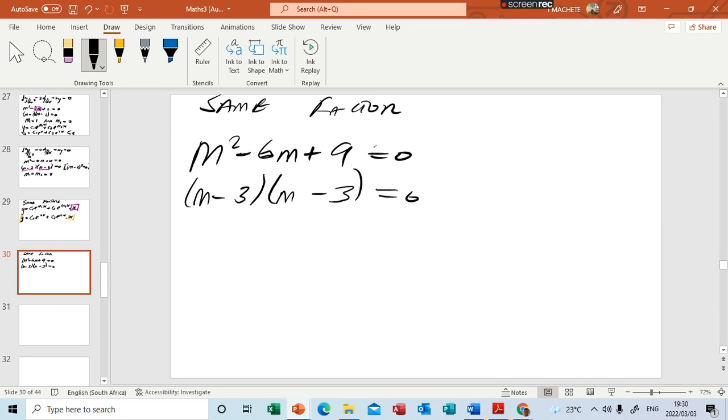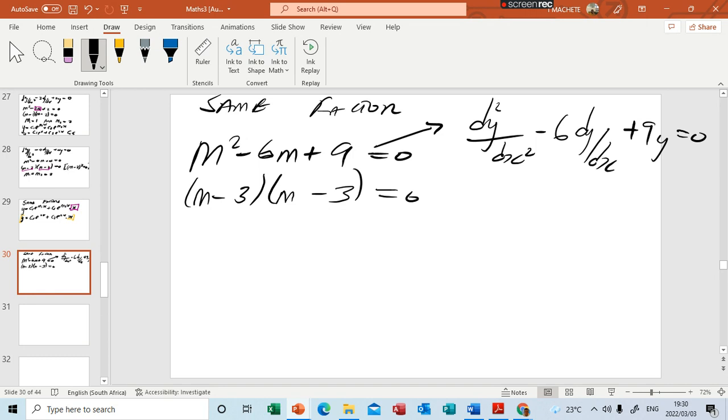Obviously, originally this equation will start like this: d squared y over dx squared minus 6 dy over dx plus 9y equals 0. That's the original equation. So we just wrote it in the form of the auxiliary equation. Then you're going to say m1 equals m2 equals 3.